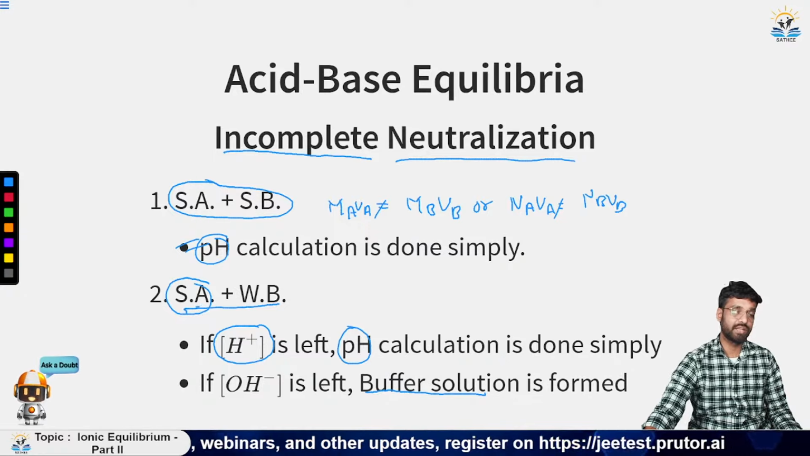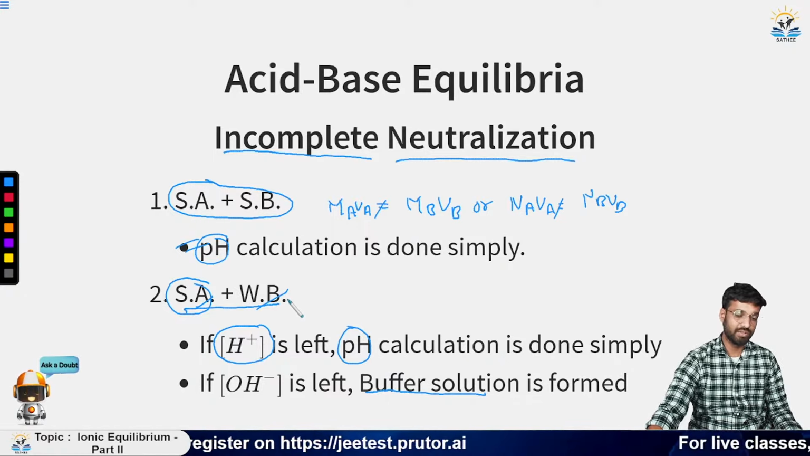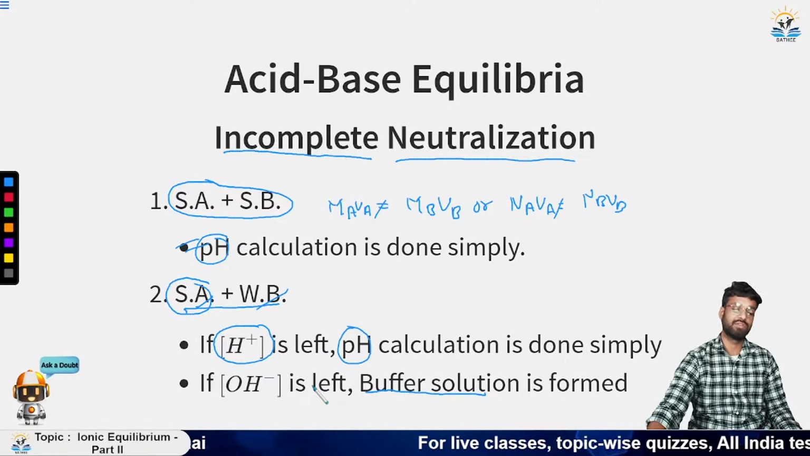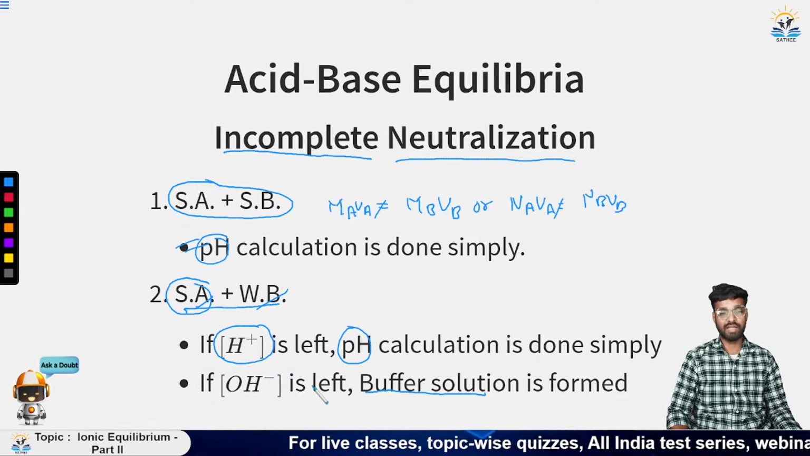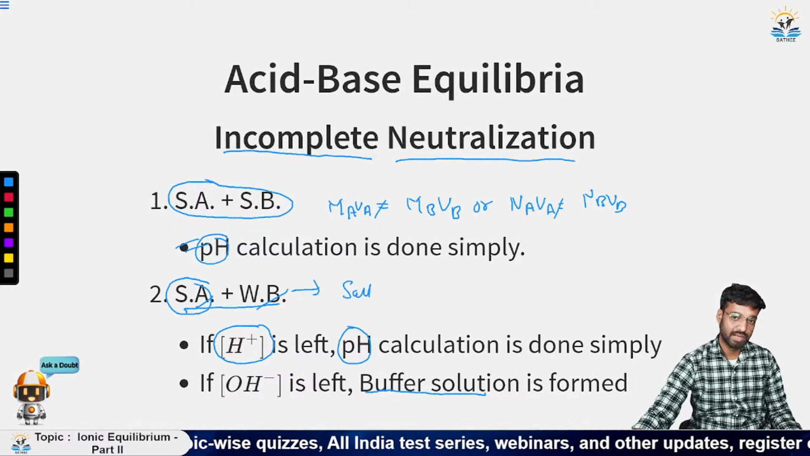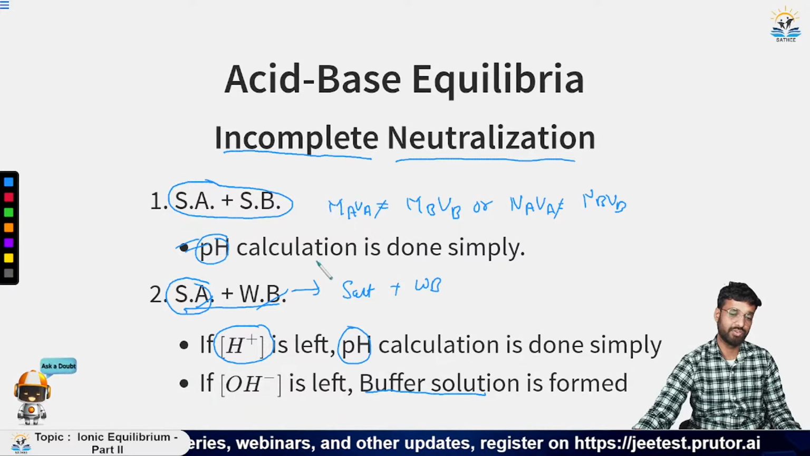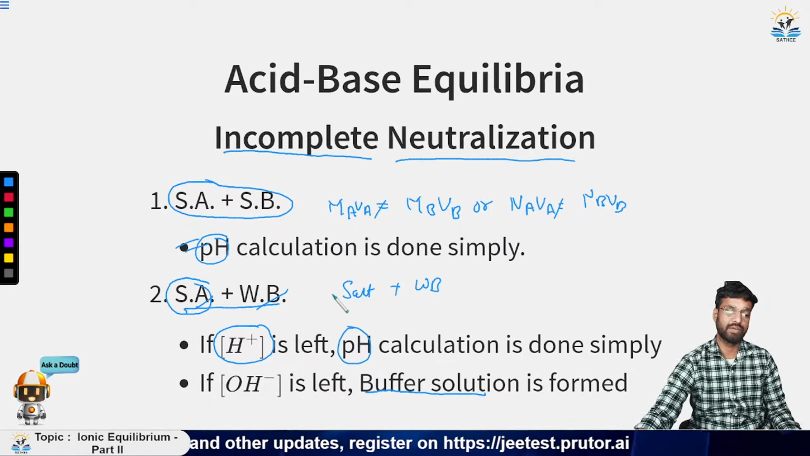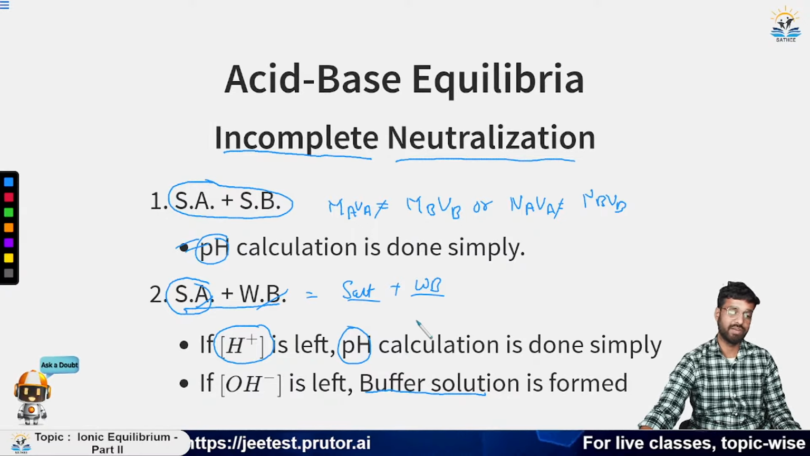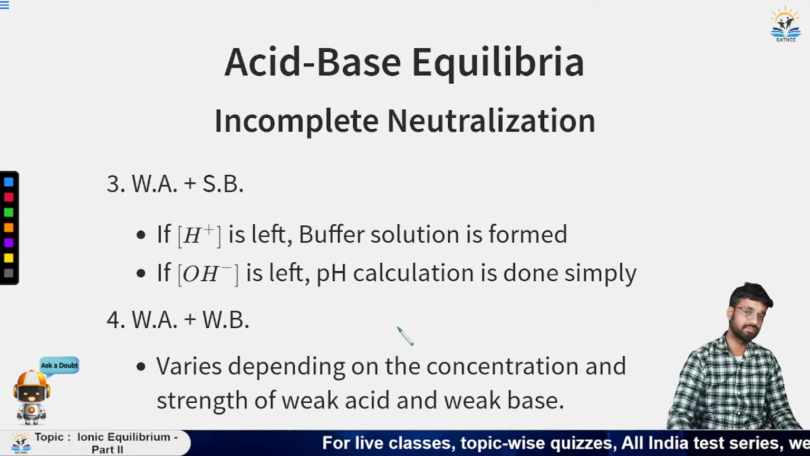So if we take a strong acid and a weak base and react these two, and the equivalence of the weak base is more, then we will get a buffer solution. Both will react and we will get a salt, and since the weak base is more, some concentration of weak base will remain. This is not an equation anymore, do not consider it as an equation, consider it as the product: the salt plus the remaining weak base. For that case, we call the solution a buffer.